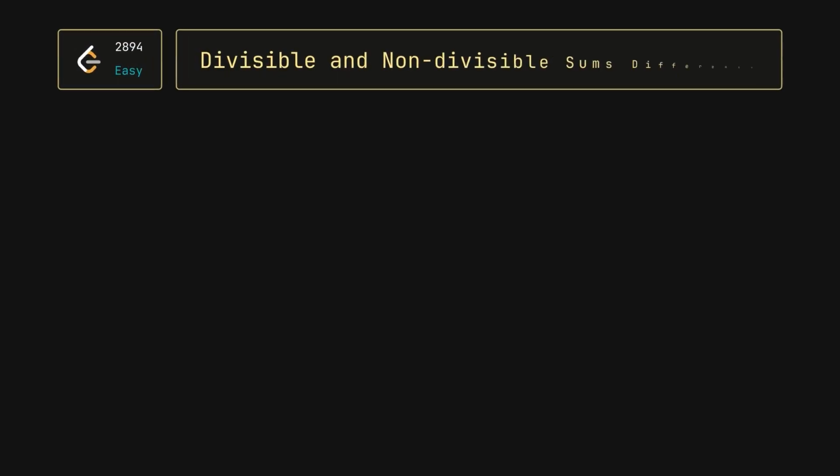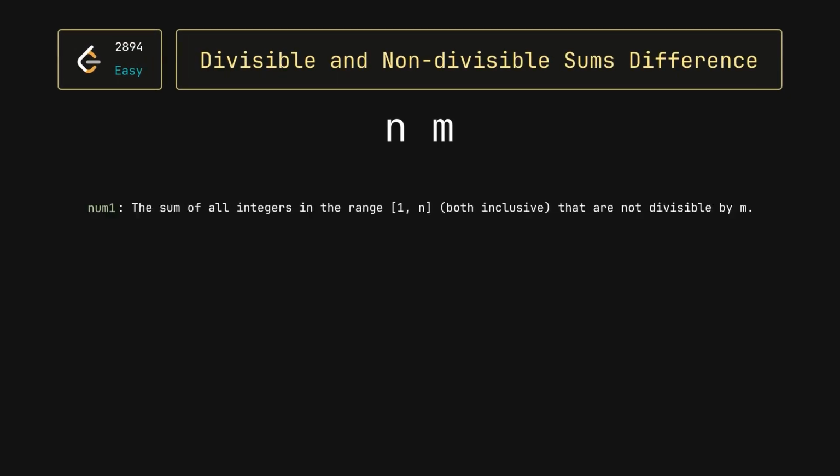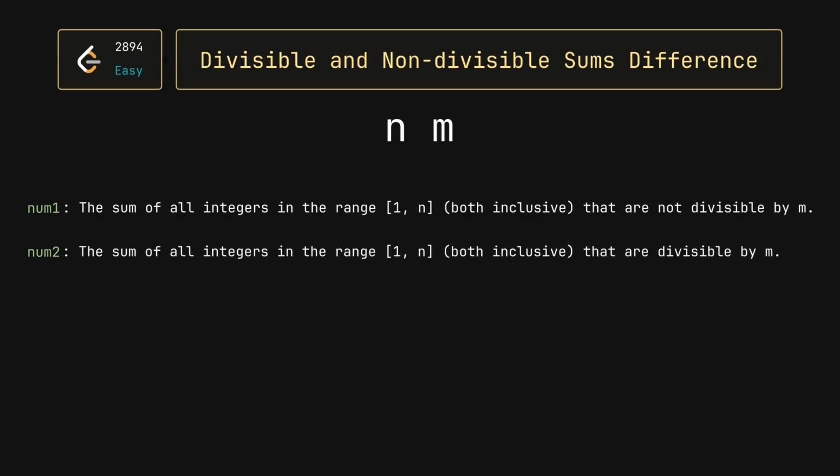A few days ago, I worked on this LeetCode problem. You need to create a function that accepts two arguments, n and m, calculate num1, the sum of all integers from 1 to n that are not divisible by m, and calculate num2, the sum of all integers from 1 to n that are divisible by m. The function returns the difference between the non-divisible and divisible sums.